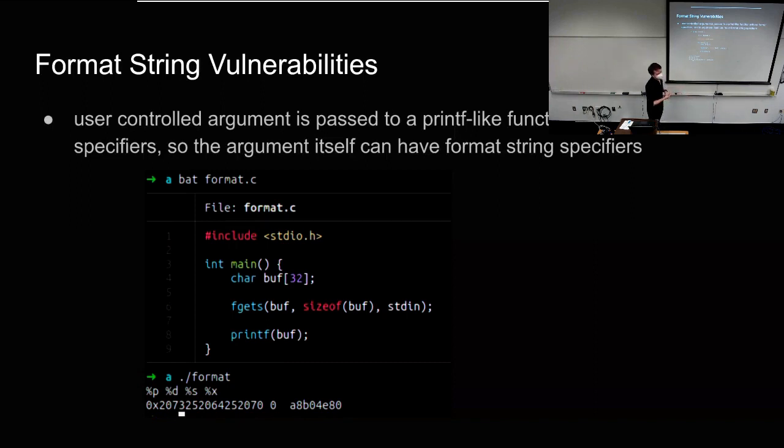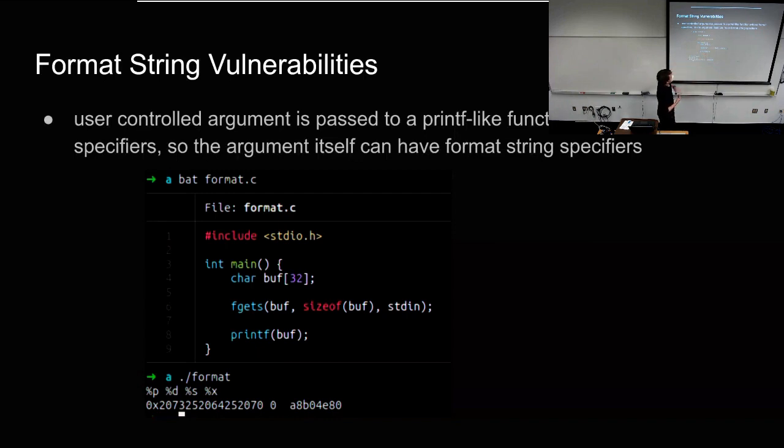You know how with printf functions, you can specify format string specifiers such as %s to print out a string or %d to print out an integer. So what if you take a buffer that has potentially user-controlled input, such as here, you read into the buffer using fgets, and then you print out this buffer. In this case, you didn't specify any format string specifiers. But what if the user puts format string specifiers in his buffer?